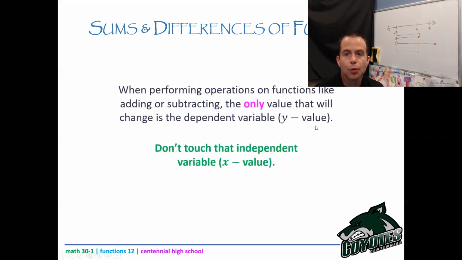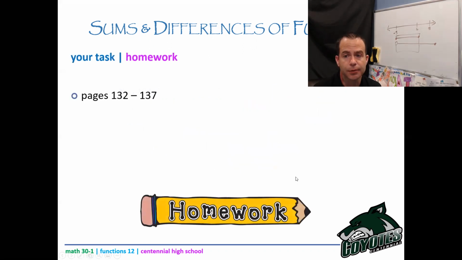All right, when performing operations on functions like adding or subtracting, the only value that changes is the dependent variable, the y value. Don't touch the x value. The x values do not get added together. The x values remain stationary, and it's the y values that we would add or subtract together, okay?